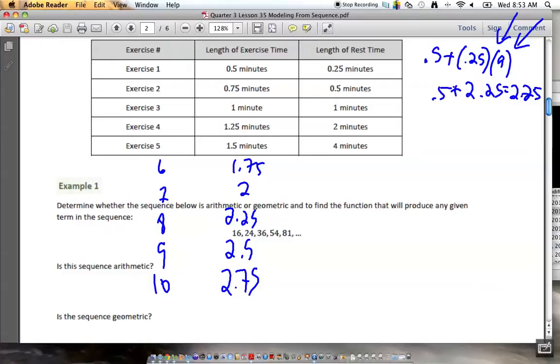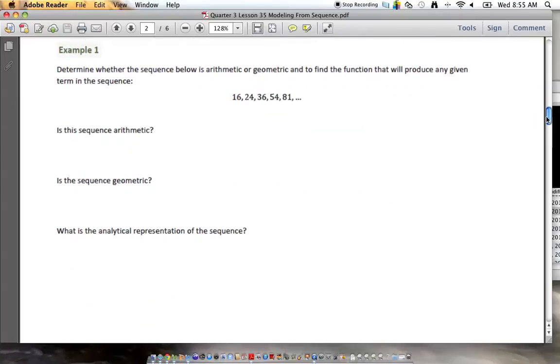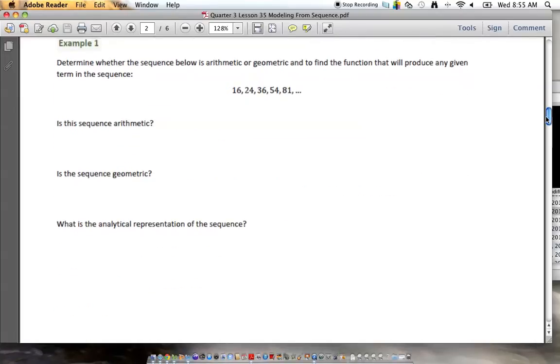Is that the only question they ask about that? There's another one. Now, this sequence, is it arithmetic or geometric?